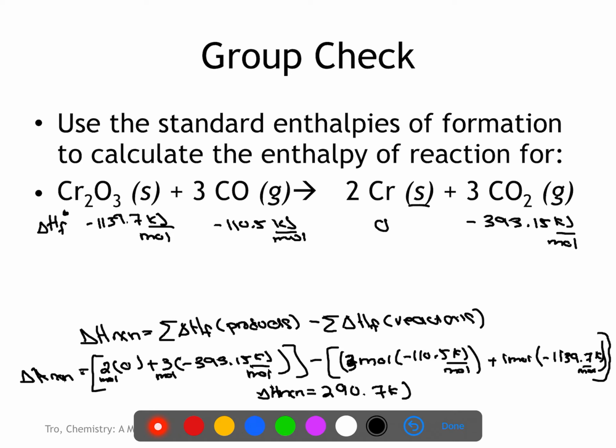So know that sometimes you may not be given one of the amounts, and you'd be given the heat of your reaction, and then you just solve for it that way. And that's all thermochemistry.